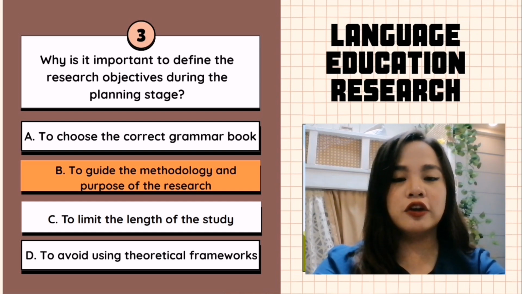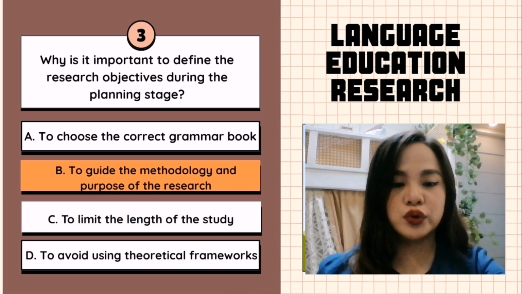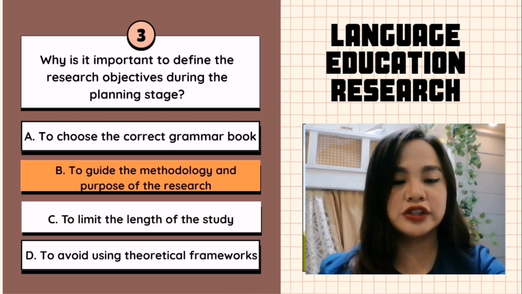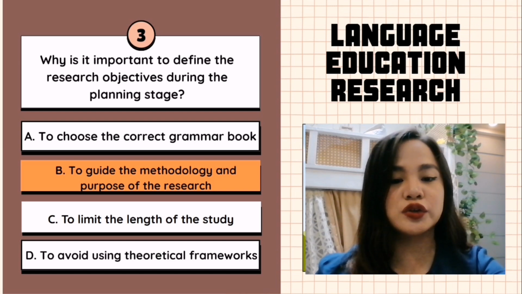Yes, that is correct. Letter B is the correct answer: to guide the methodology and purpose of the research. Why is it correct? Research objectives clearly state what the study aims to achieve. They guide the selection of the methodology, such as what data to collect, how to analyze it, and what tools to use. Objectives keep the research focused and aligned with its purpose, ensuring that every step contributes to answering the main research question. Defining them early in the planning stage ensures the research is well structured and meaningful.